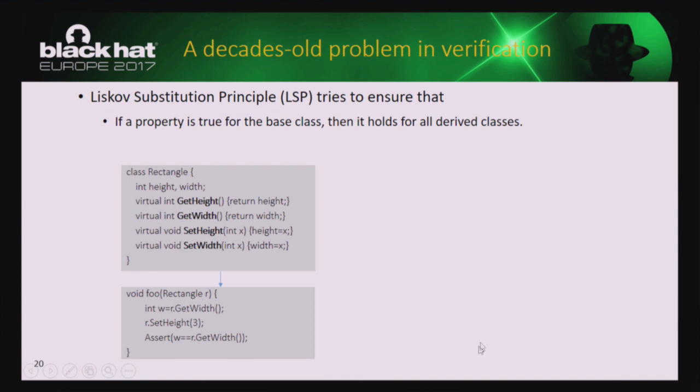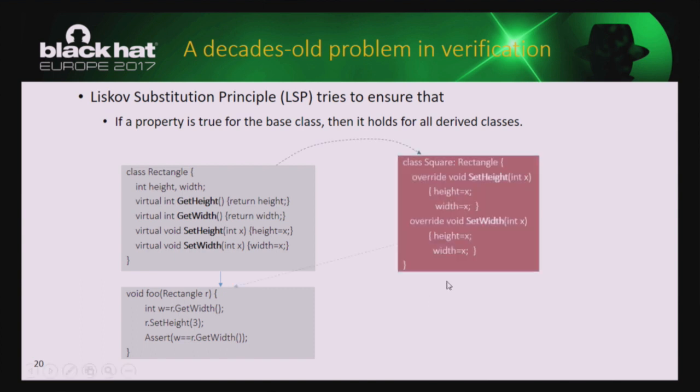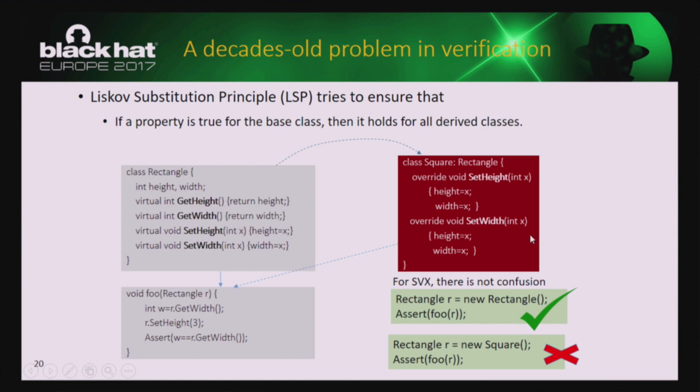Suppose there is a base class called rectangle. It has width and height, and also it has getters and setters for width and height. For this base class, you can prove a property which is essentially that the width is independent of the height. And this is true for the base class rectangle. However, several years later, somebody may derive a class called square. And for his purpose, he has to override the setters in order to keep the shape a square. But once he does that, this derived class will violate the property of the base class that people have already proven before. Right?